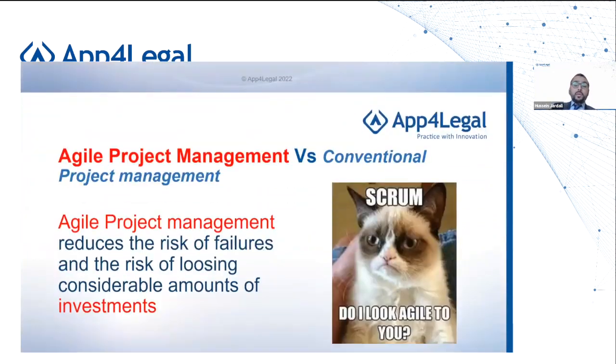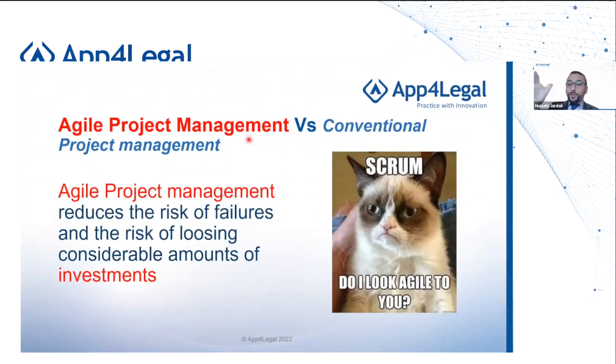Okay, now we talked about project management. The other level is agile project management. This is the next level of project management. Being agile basically means it's used to reduce the risk of failures and the risk of losing considerable amounts of investment.